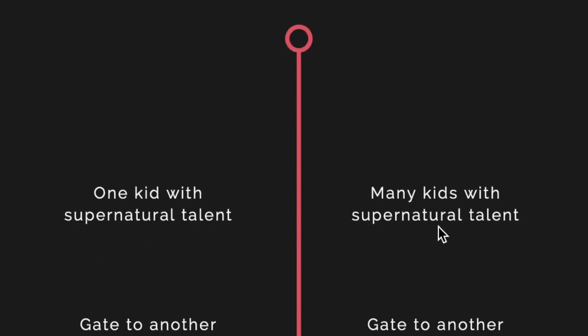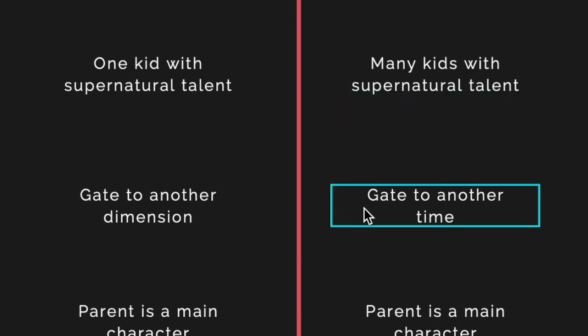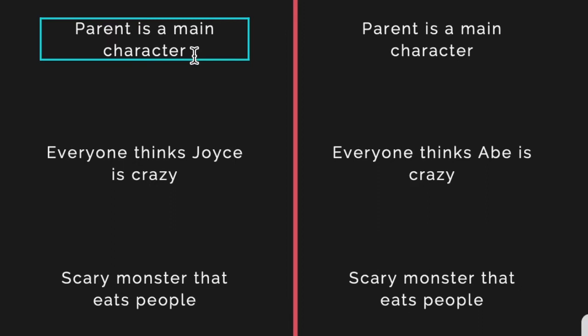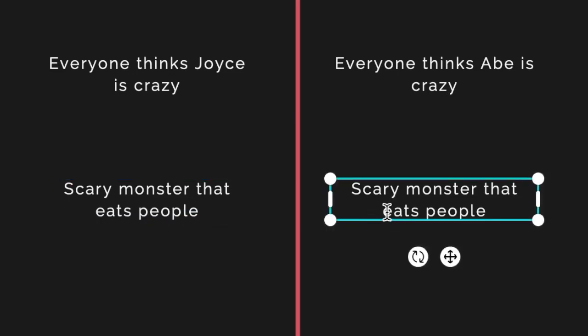But we still have the same categories: one kid with supernatural talent, many kids with supernatural talent, gate to another dimension, gate to another time, parent is a main character, parent is a main character. Everyone thinks Joyce is crazy. Everyone thinks Abe is crazy. Scary monster that eats people on both sides.